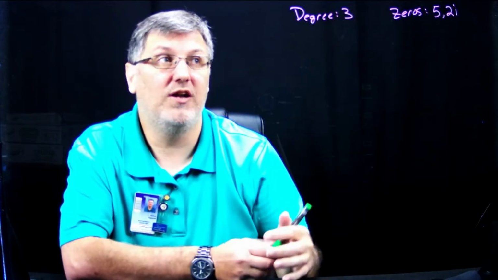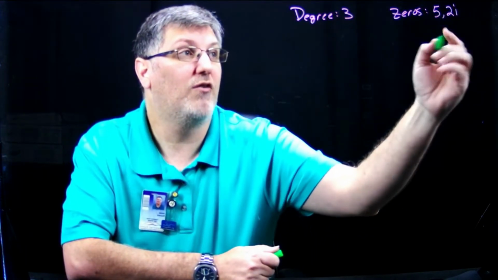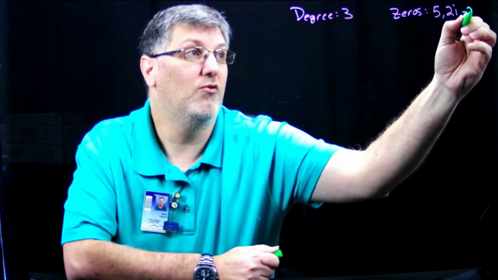This is a complex, 2i is imaginary, but it's also a complex number. They come in pairs. So you're going to have a positive one and a negative one. So even though I just write 2i, you actually also know I have a negative 2i. So there's the third one we need to know. And we're going to solve this.